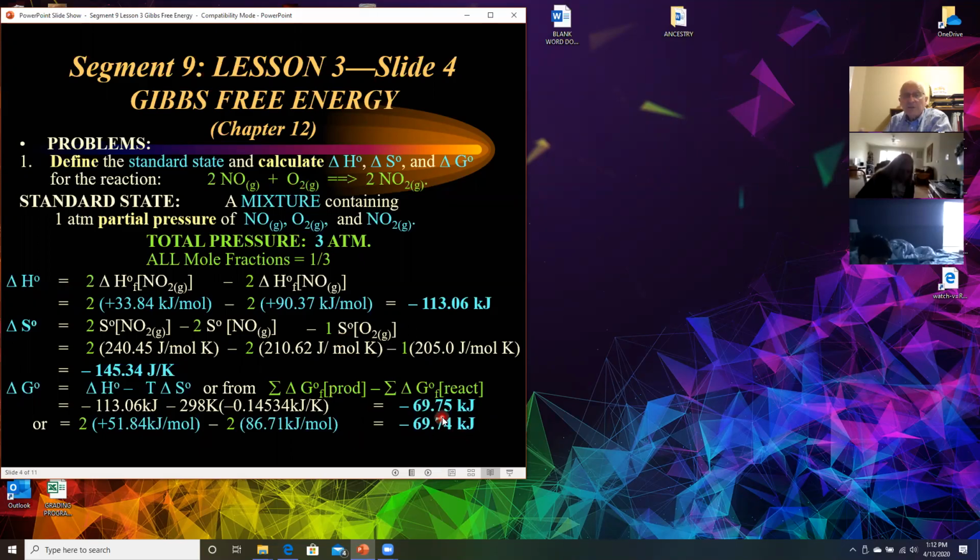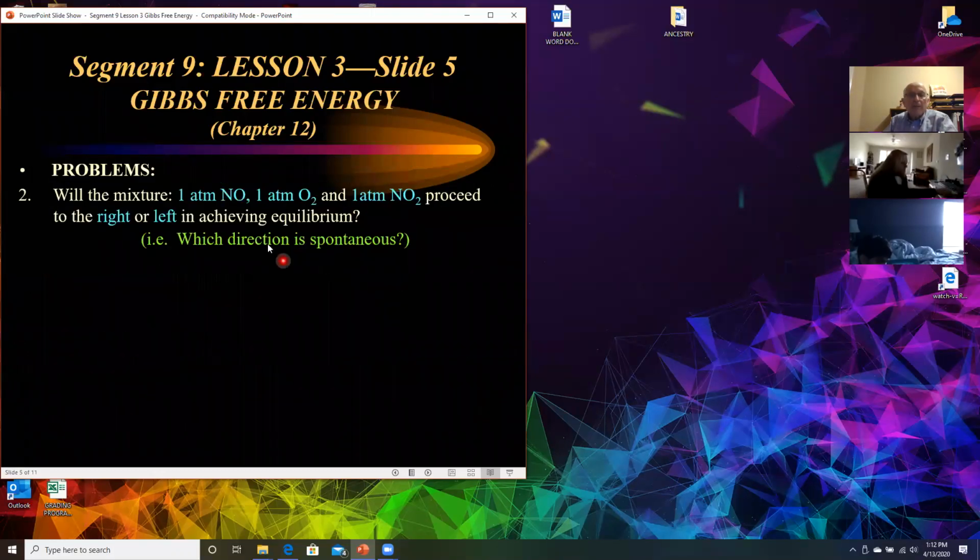So you can see that these agree to plus or minus 0.01. Now, don't expect that always to happen. This was a very good example and a very simple reaction where it did work out pretty well. But these numbers won't necessarily be exactly the same number, but they ought to be pretty close to the same number.